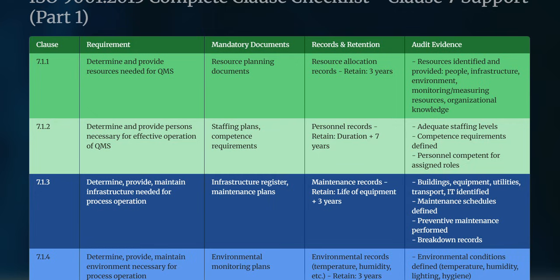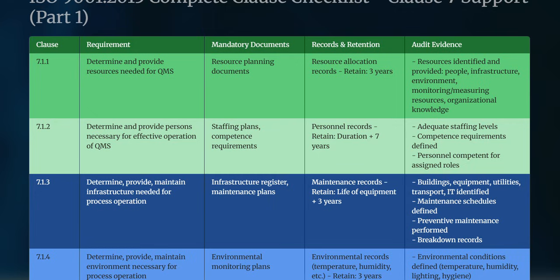For clause 7.1.3, it requires you to determine, provide, and maintain infrastructure needed for process operations. The required documents include an infrastructure register and maintenance plans. And you need to have maintenance records and retain them for the life of the equipment plus 3 years.